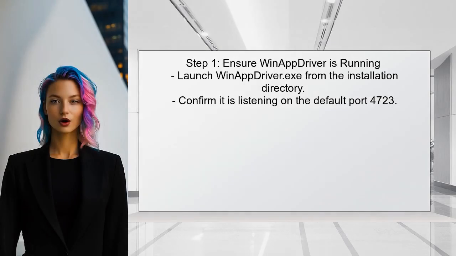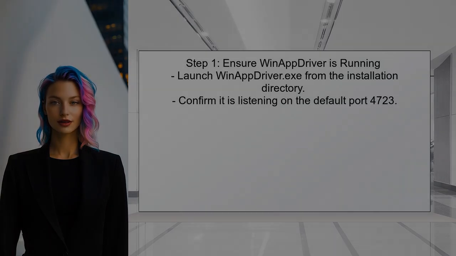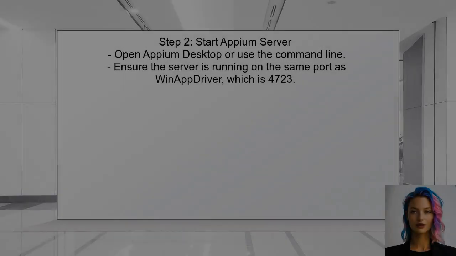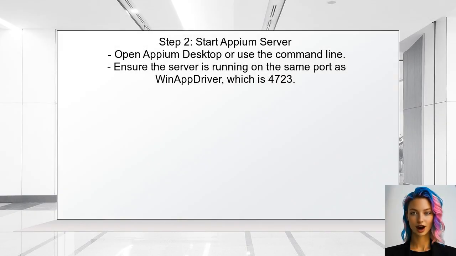To address the issue with the URL/session, the user should first ensure that the Windows application driver is running correctly. This can be done by launching the WinAppDriver executable. Next, the user should verify that the Appium server is started and configured properly. This is crucial for establishing a connection with the Windows application driver.